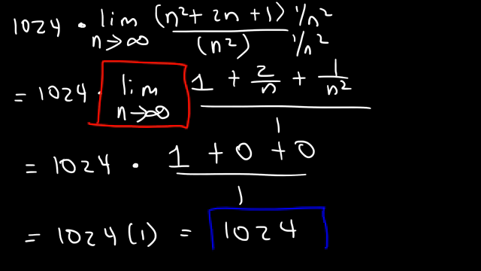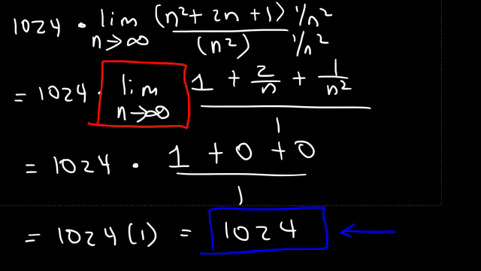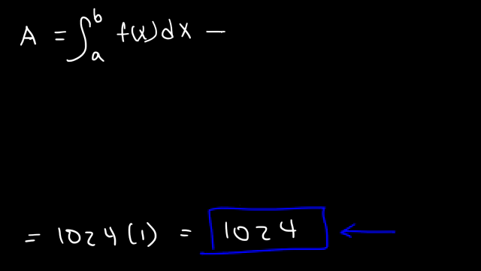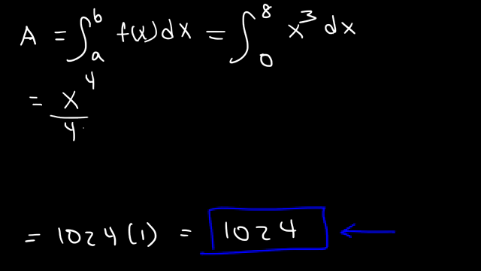This is the answer. Now let's confirm it by calculating the value of the definite integral of the function from a to b. The area is equal to the definite integral of f of x dx from a to b. So a is 0, b is 8, and the function is x cubed. The antiderivative of x cubed is x to the fourth over 4. And then we're going to evaluate it from 0 to 8.